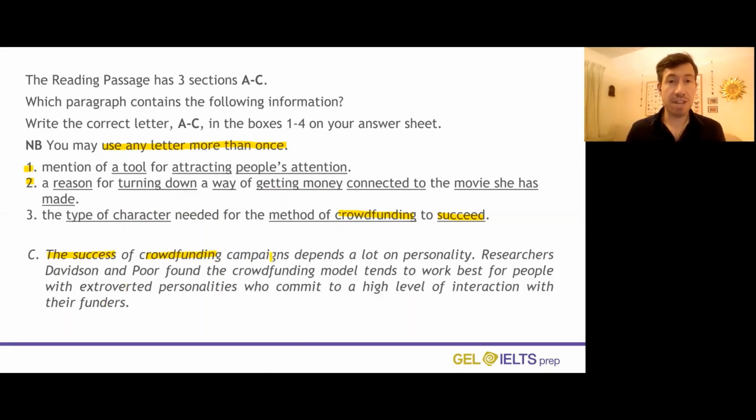So the success of crowdfunding campaigns depends a lot on personality, so character. And then it goes on to say researchers Davidson and Poor found that the crowdfunding model tends to work best for people with extroverted personalities. So this is a type of character, an extroverted personality. So we can see that all of this is paraphrased in here, and there are no distractors. So C would be the correct answer for 3. So that's how you would answer matching paragraphs to statements.